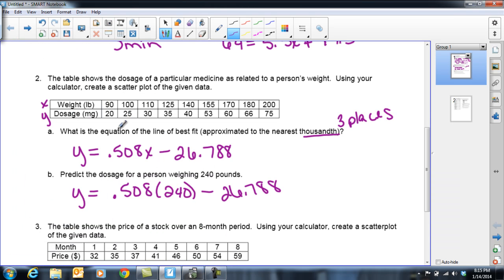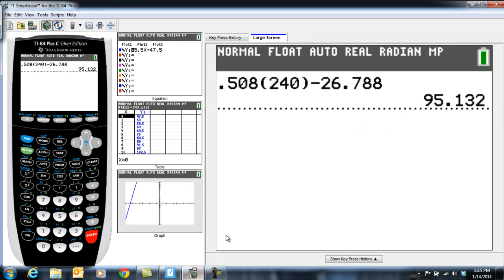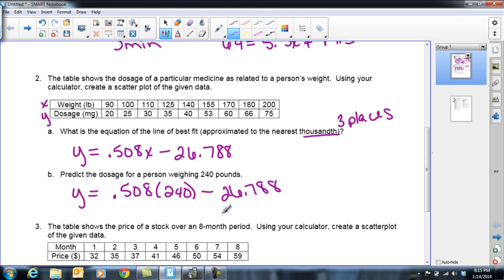Well, we're dealing with dosage of a medicine in milligrams, so we want that to be a whole number. So that's going to be 95. So someone who's 240 pounds is going to take approximately 95 milligrams of the medicine.